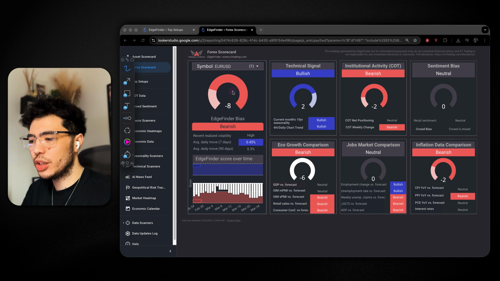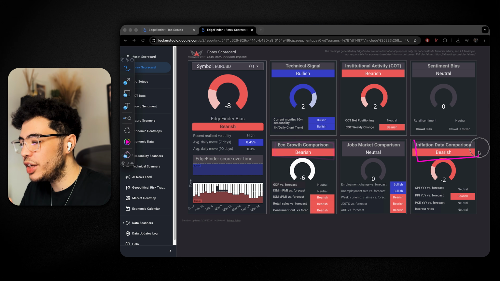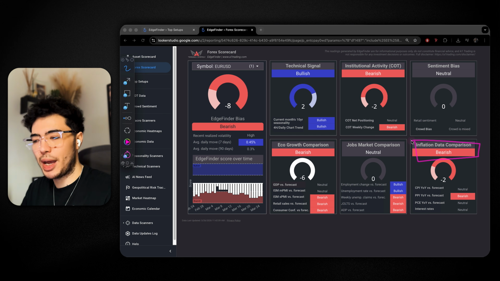So if we look at the euro-US dollar scorecard, we can see the technicals are bullish. Fine, we've already discussed that on the daily time frame. However, institutional activity, so COT, smart money, are bearish. We can see the economic growth, which is things like GDP and PMIs, are bearish for euro-dollar. We've got inflation data here that is also bearish for euro-dollar.